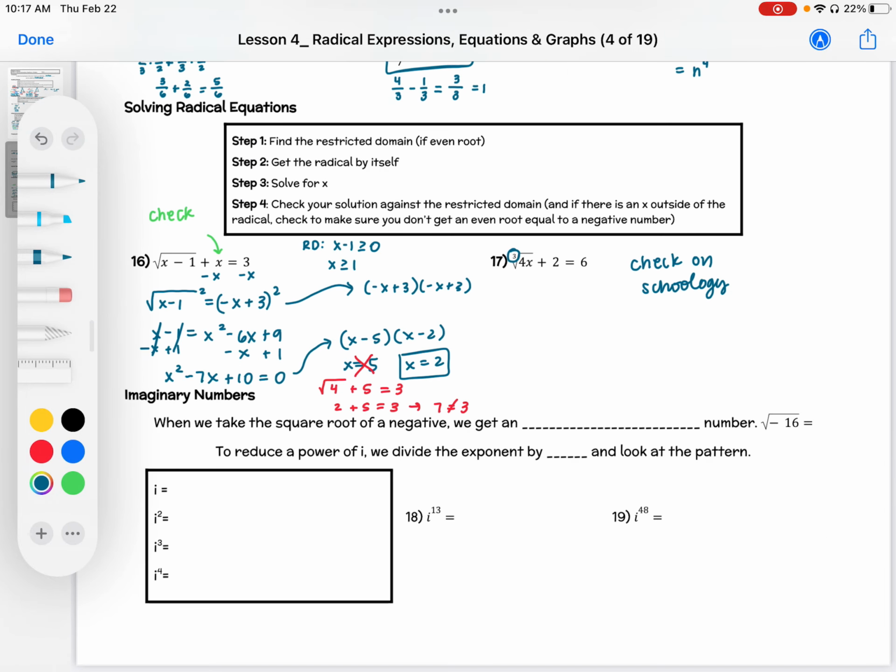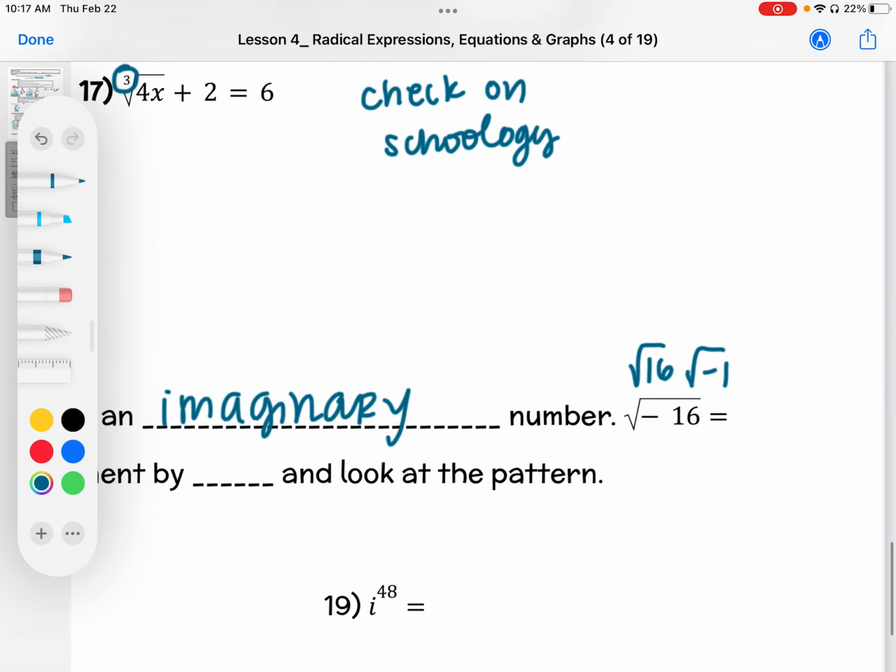All right, and then imaginary numbers. So when we take the square root of a negative, we get an imaginary number. So the square root of negative 16, we would break that up to be the square root of 16 and the square root of negative 1. The square root of 16 is 4, and the square root of negative 1 is i.